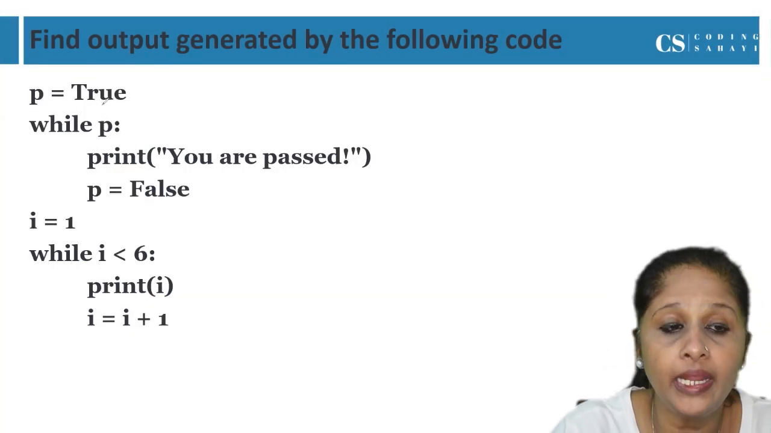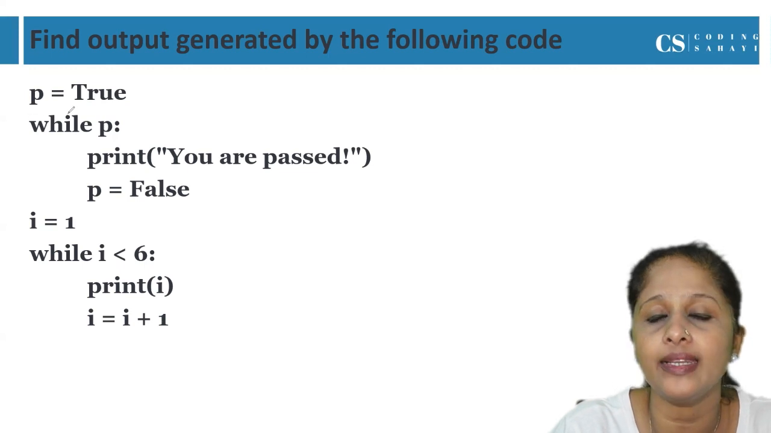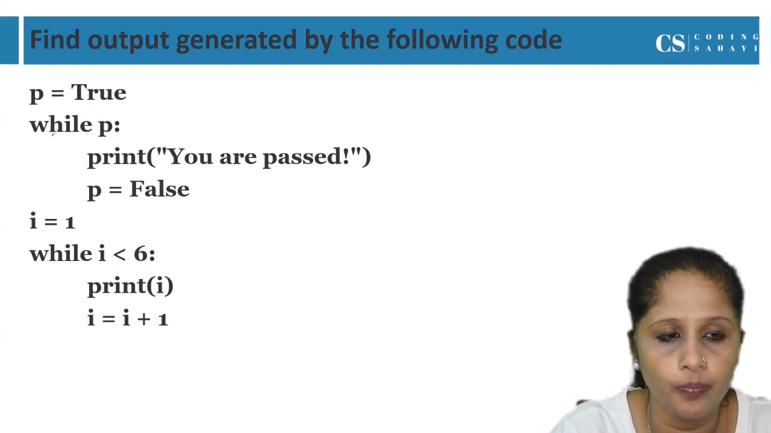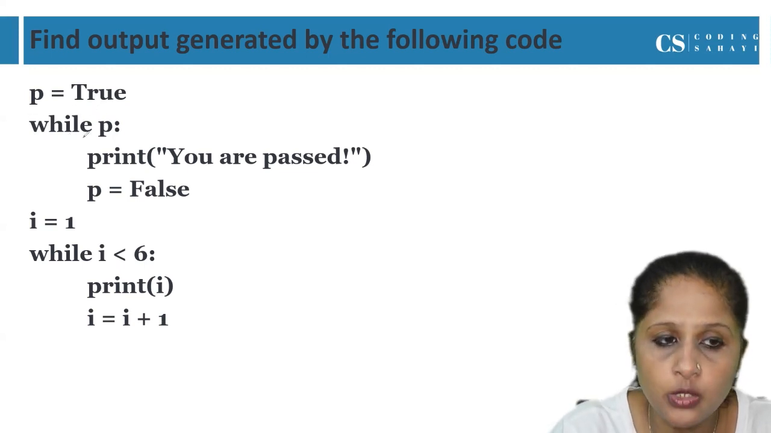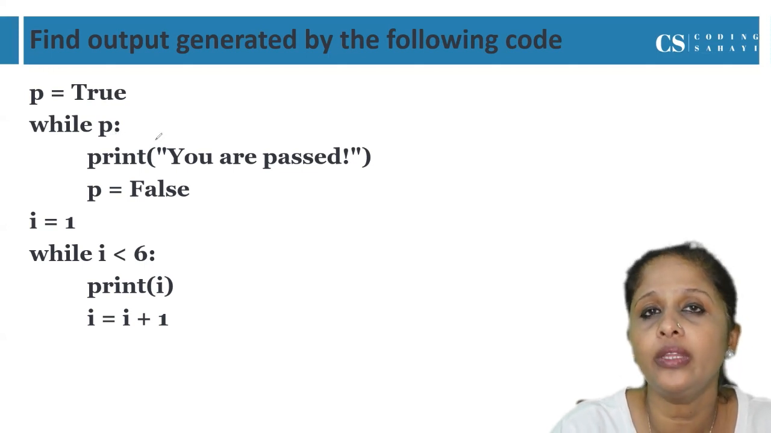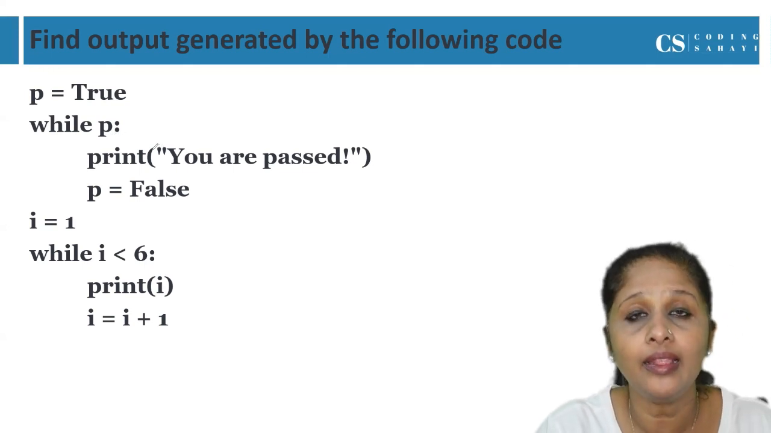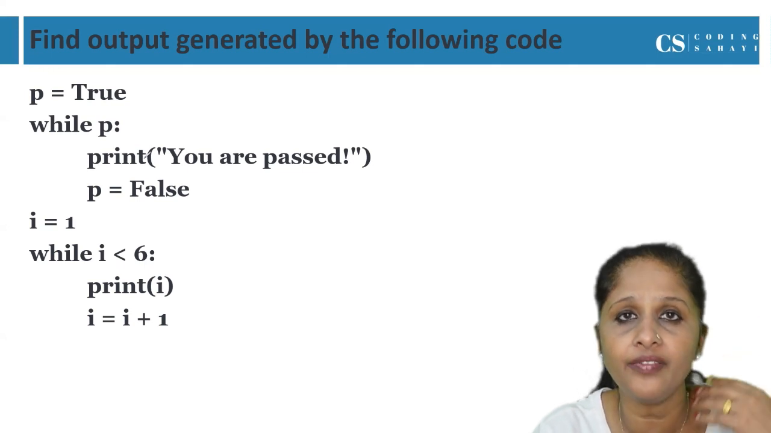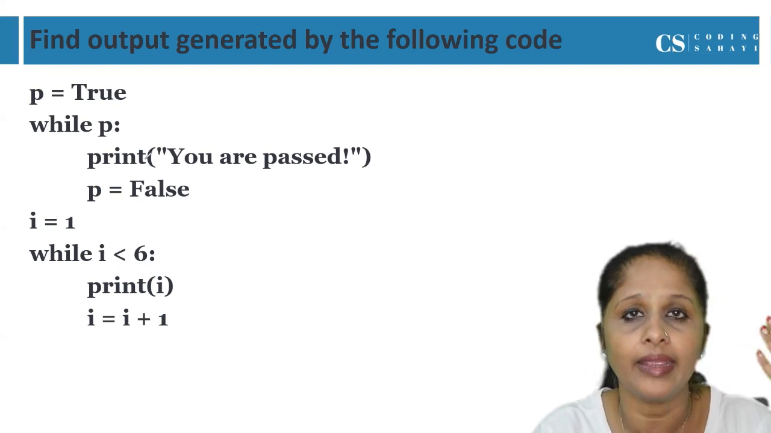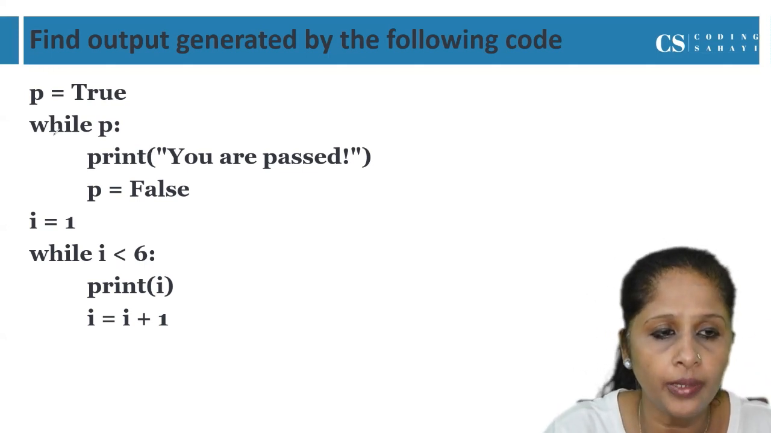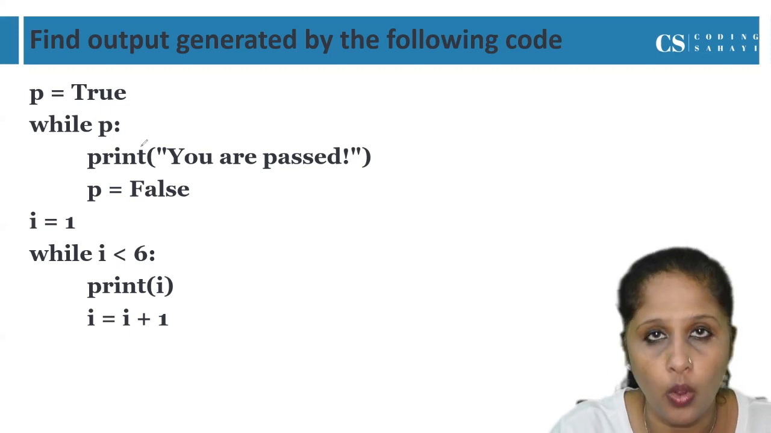It is written P equal to true. That means P gets a boolean value true. Then we have while P, that means while true. That means the while loop is executing till the condition is false. So whenever it is true, that loop always executes. So here while P means while true.